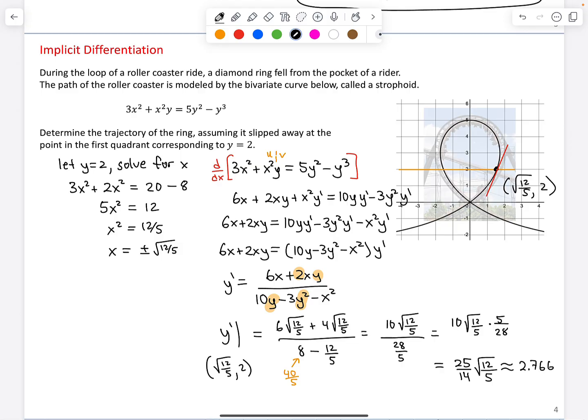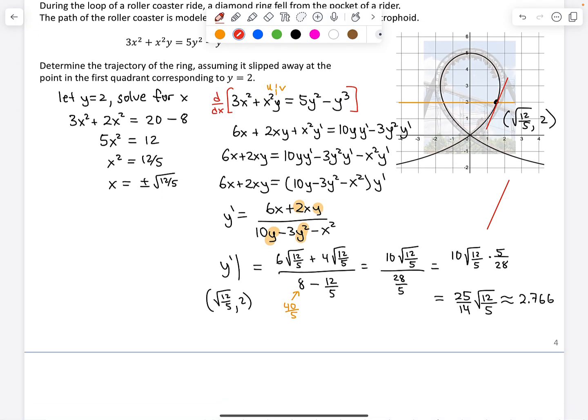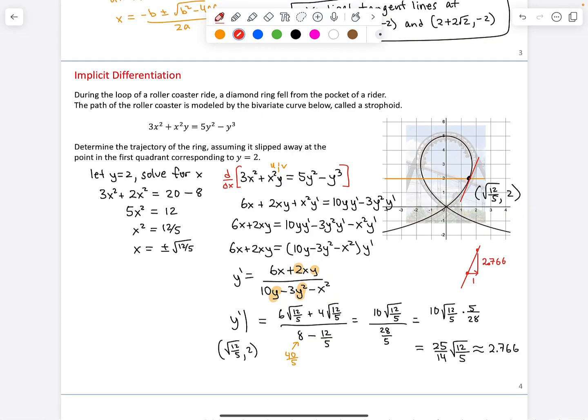This would be the first bit of useful information in trying to determine the trajectory of the ring, as it would then follow a parabolic arch back towards the ground. And then we could predict where it might land. Keep in mind the meaning of this slope. To have a slope of 2.766 means that at a starting point, if you go right 1 unit, you would need to go up 2.766 units, revealing the initial trajectory of the ring. Okay, this concludes our lecture on implicit differentiation to find tangent lines to curves that aren't necessarily functions of x or functions of y.